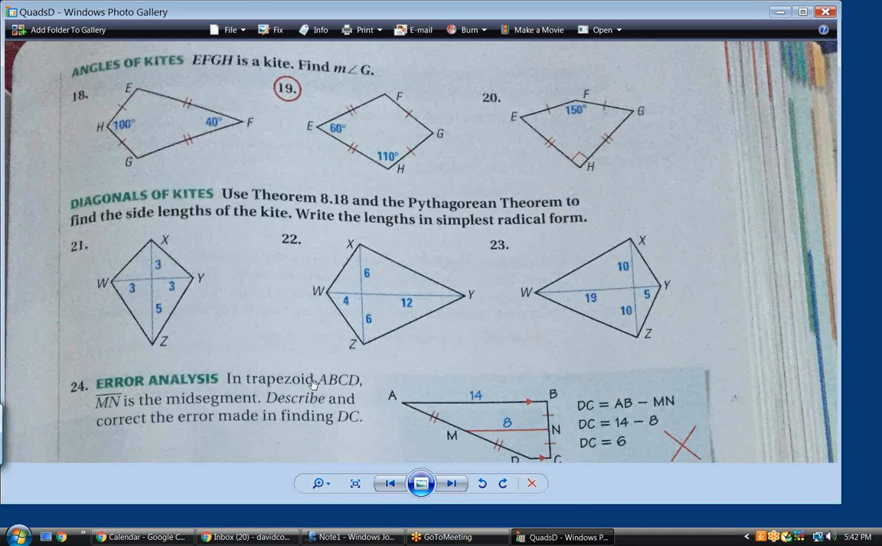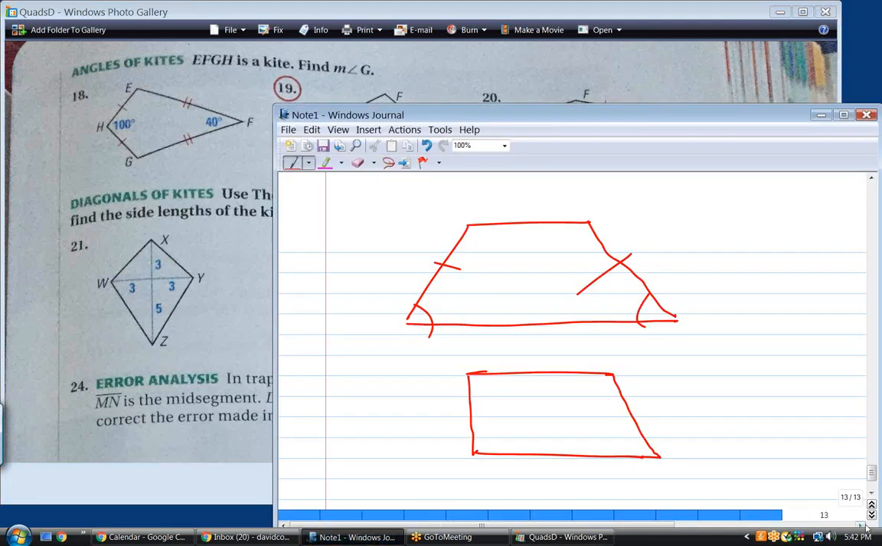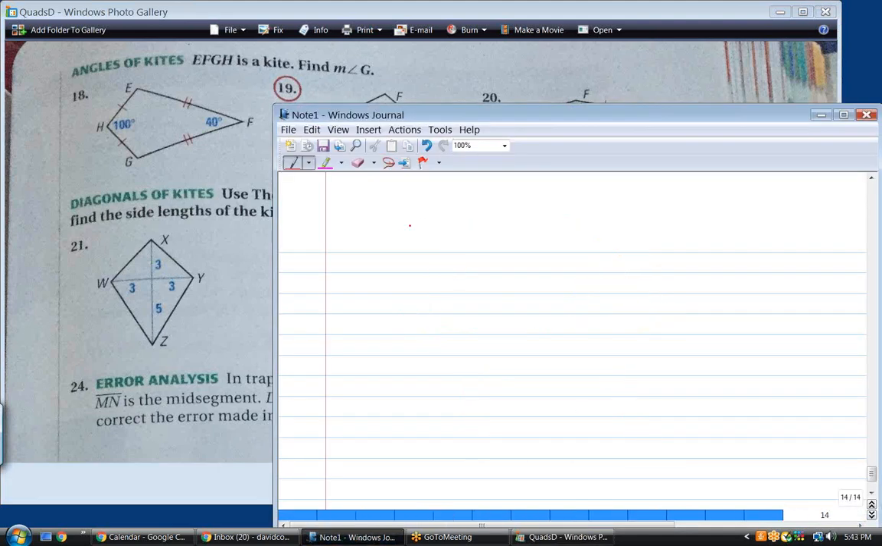G would be equal to 100. Well, no. Which other angle on that kite? Oh, okay, angle E. Now, what do I know about all four angles? We know that they all have to add up to 360.